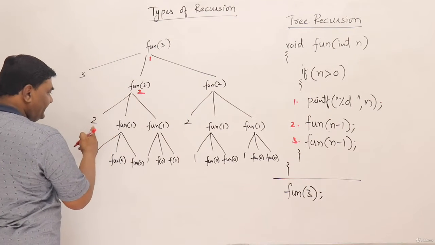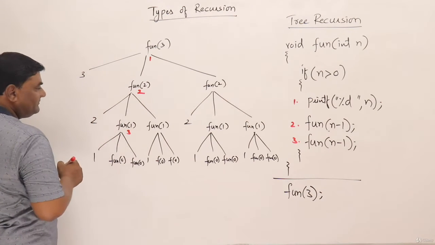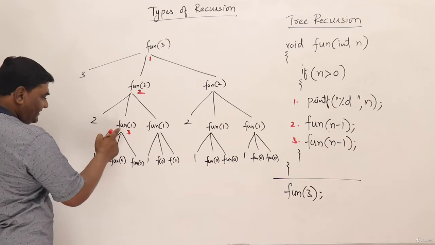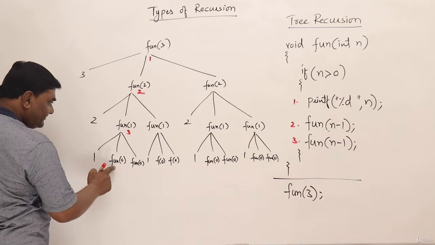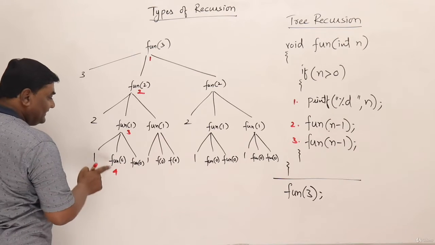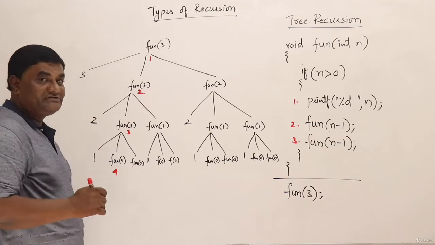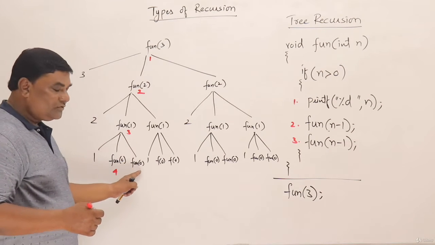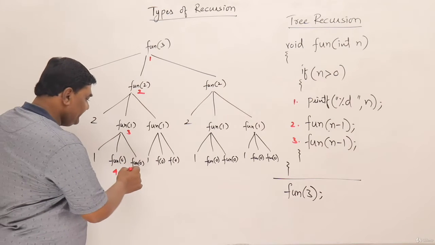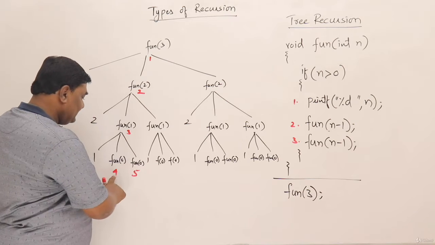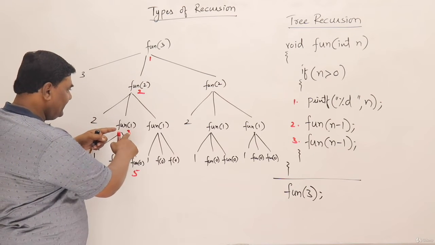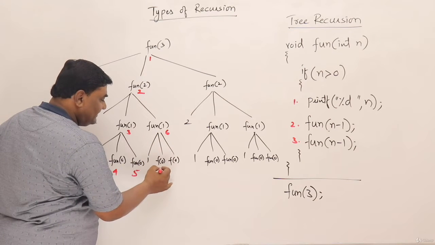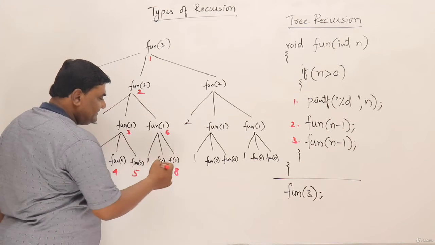So second call, printing is done. Then third call. Then this one will be done once this has finished. So under this, printing. Then this call, fourth call. Now this is fun with value 0. This will terminate. Then it will go to this call, so this is the fifth call. Then as this has finished, it will go back and then it will make this call. So this is the sixth call. Then under this, seventh and eighth.